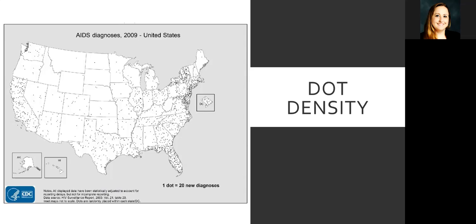Also keep in mind, in the bottom right of the map, you can see that one dot is 20 new diagnoses. So make sure that the number you are representing is in fact accurate. You may be able to tell that I'm not the largest fan of dot density maps.